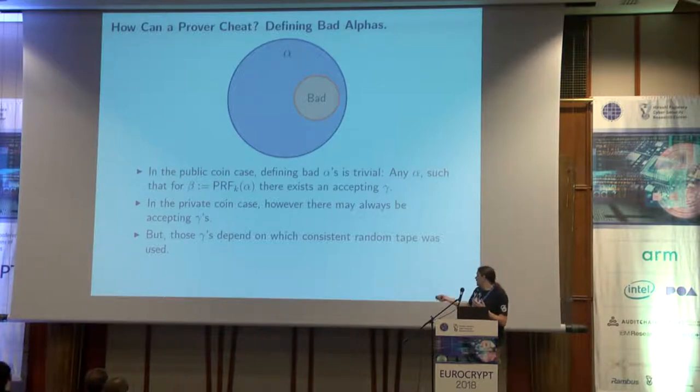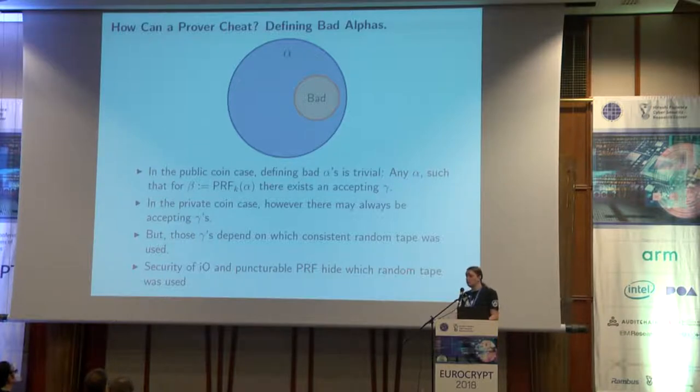But this gives us a hint of how we can do that, because the only way for a prover to cheat would be if they can find the random tape. First, the security of the I/O and the punctured PRF actually hide which random tape was used. So the prover knows what his alpha is, and he sees the beta that the obfuscated circuit spits out, but we can show that the security of I/O and the punctured PRF actually hide which random tape was used to compute this beta.